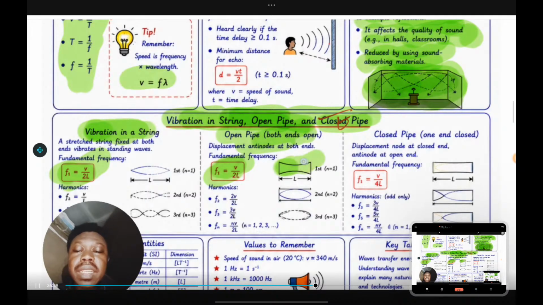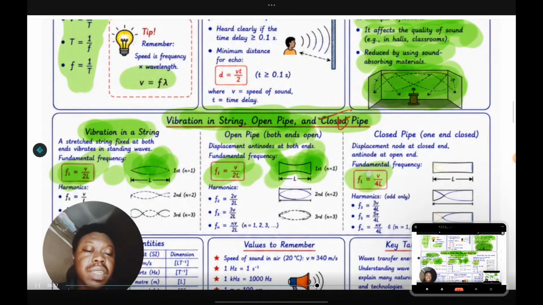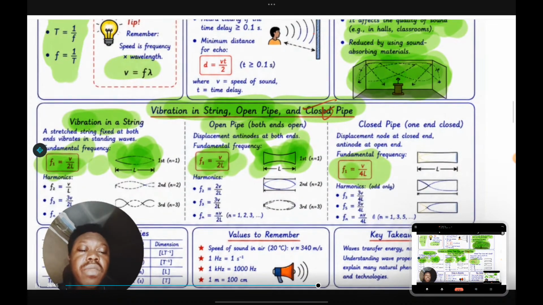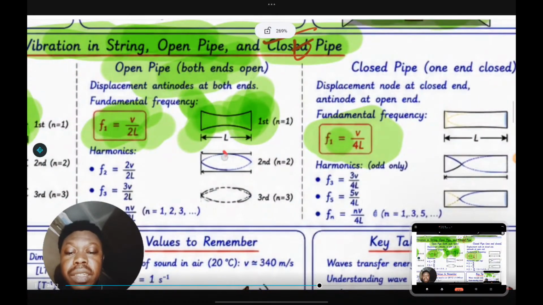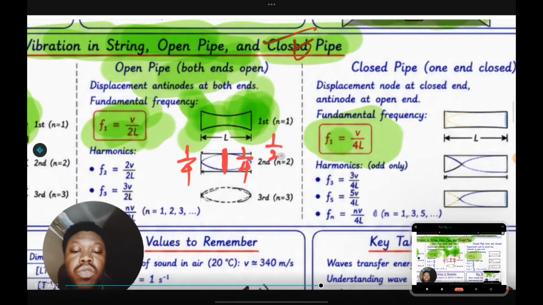I don't know if you're getting it. They take the same shape, even though this is closed at both ends and this one is open at both ends. Hence, they are taking the same shape. The only difference is V over 4L. This is 2L. This is 2L. Now, take note of something. Even if you don't understand anything under this, this is what you must know. If I divide this into 2, this will give me 1 over 4, and this will give me 1 over 4. When I combine the two, I'll have 1 over 2.